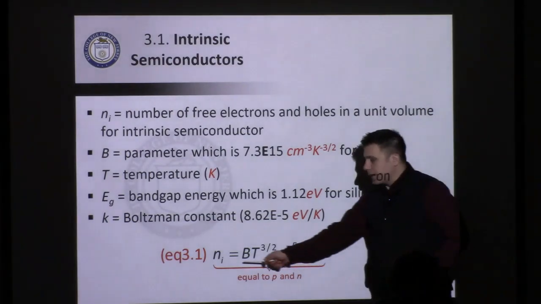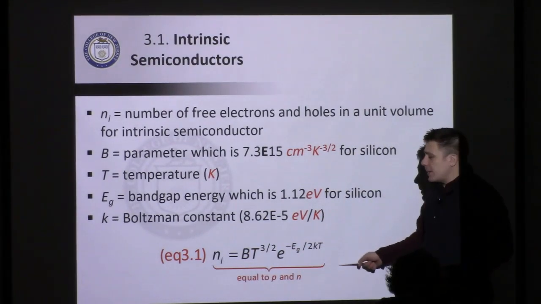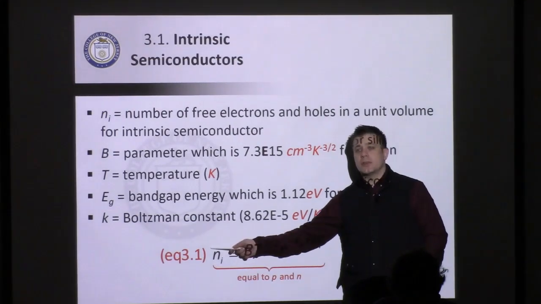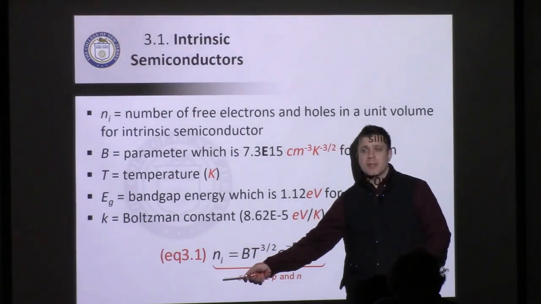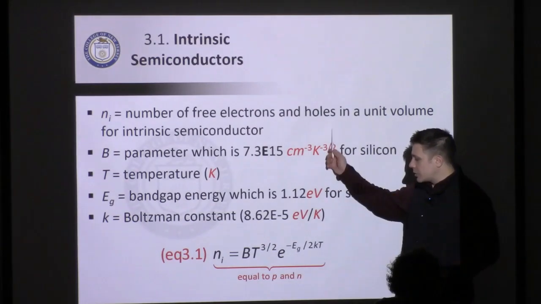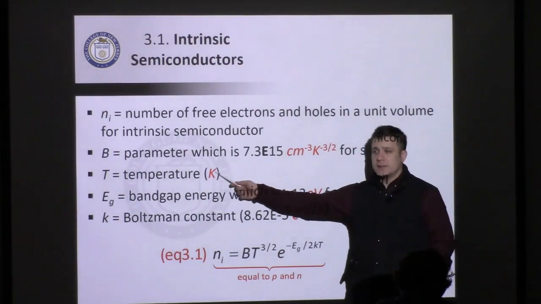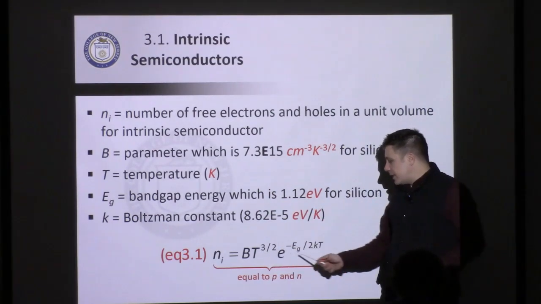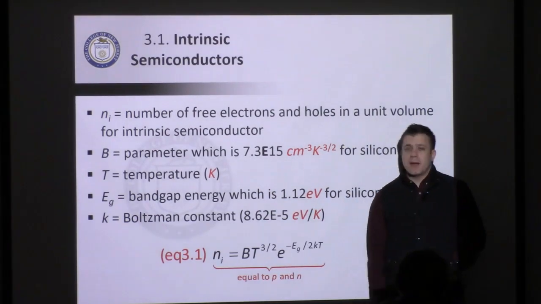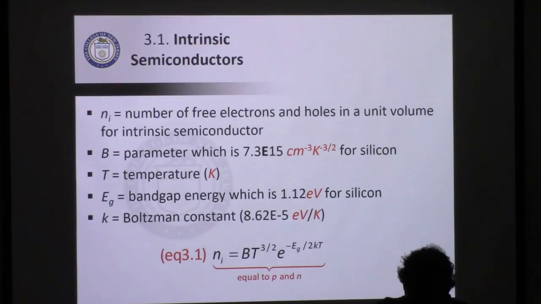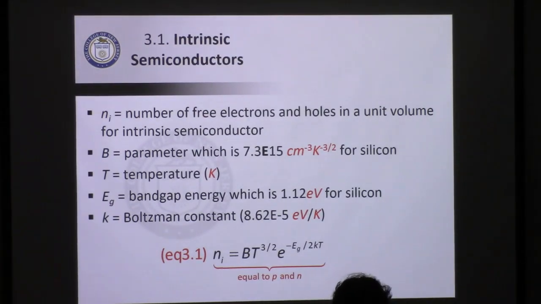So, for our intrinsic semiconductor, the concentration of free electrons, which is equal to the concentration of available holes, is defined as a function of all of these. The only one that really changes is temperature. So you see that as you increase temperature, the concentration of the free electrons and available holes will also increase.